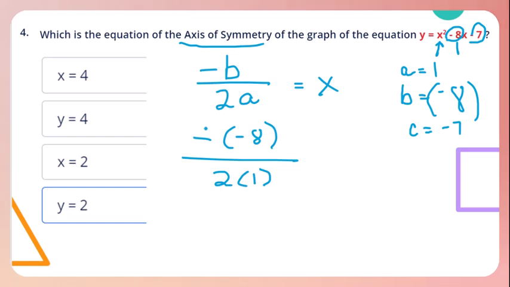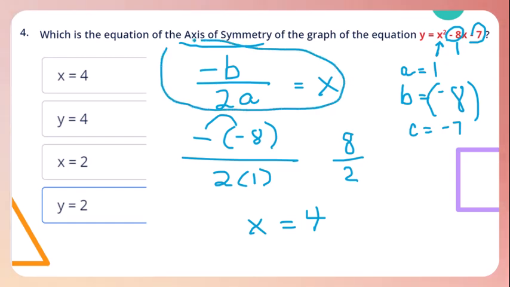Simplify that. 2 negatives make a positive. So we have +8 over 2 times 1 is 2. 8 divided by 2 is 4. So x is equal to 4. Now remember, this equation is going to be a vertical line, so it's going to be x equals 4, not y equals 4.